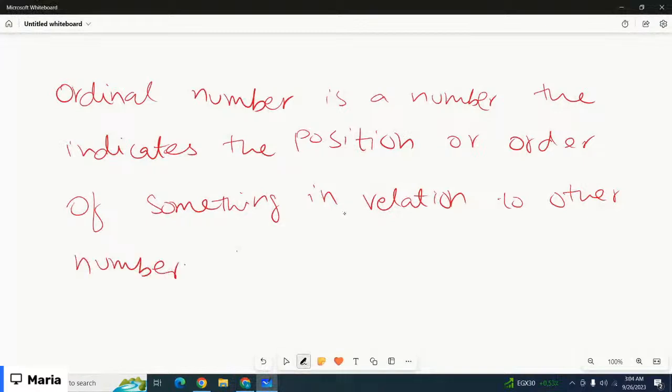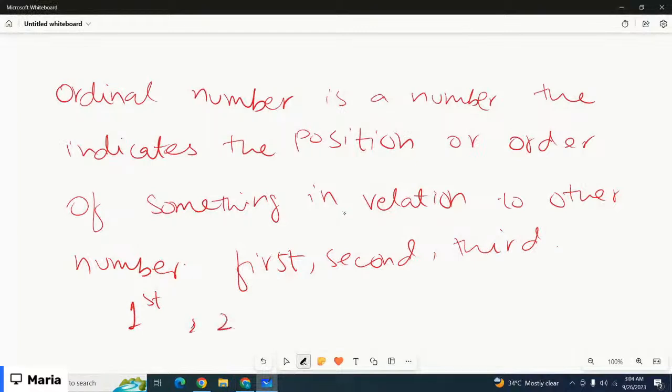They are like first, second, third, and so on. Basically, they tell you the position or order. These are the ordinals. Whenever you find first, second, they actually tell you the position of the number, or the order. Third, fourth, they all are ordinals.